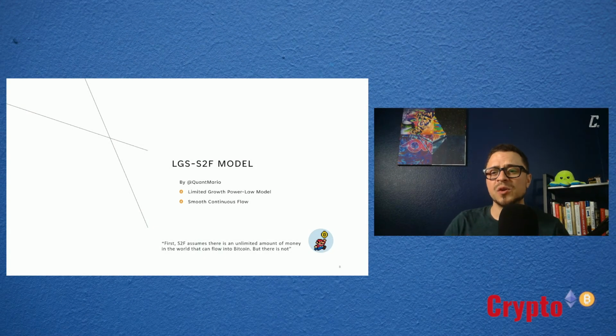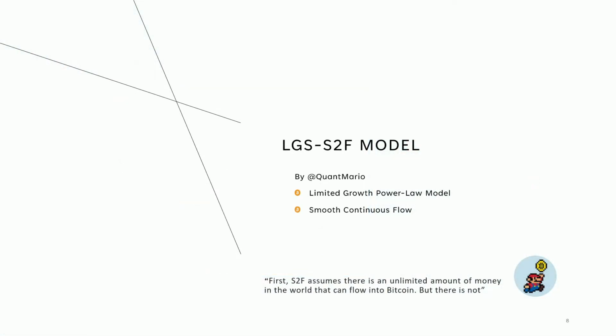All right, the second model we're going to be discussing today is the limited growth stock to flow model. This was made by Quant Mario. Now, this model was inspired by the stock to flow model from Plan B, but as Quant Mario explained in his article, the stock to flow assumes that there's an unlimited amount of money in the world that can flow into Bitcoin, but there's not. And again, this is the issue that I discussed before, where the stock to flow model assumes that Bitcoin is going to grow in a linear manner, which is really not possible. After a certain point, growth is going to have to slow down.